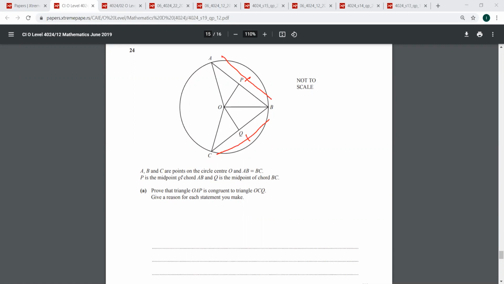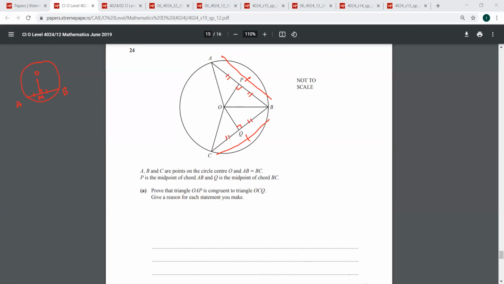And then it says P is the midpoint of chord AB and Q is the midpoint of chord BC. Now you must recall that if you have a circle and there is a chord, and if you draw a perpendicular from the center, the chord is bisected. That means if this is a chord AB and here it is O, so this should be the midpoint. So this means that this is a right angle over here and this is a right angle over here, okay? And these are bisected, these are bisected.